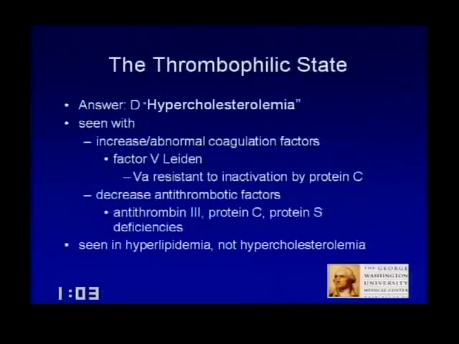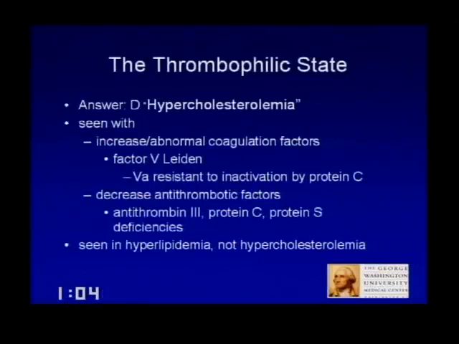The thrombophilic state is seen with either an increase or abnormality of coagulation factors or a decrease of the antithrombotic factors. So in factor V Leiden, or that's not deficiency, but it's someone who has a genetically abnormal factor V, it makes activated factor V resistant to inactivation by protein C. It's a rare condition. It's not that bad.